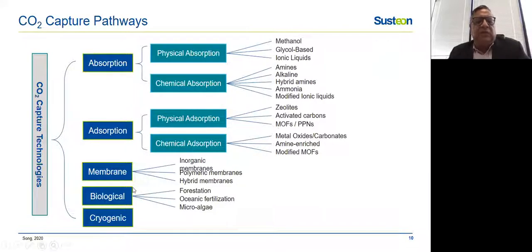Then in some cases we can use membranes, but membranes are challenging for flue gas, but there are opportunities, and I'll briefly touch upon that. Then there are biological pathways: forestation, oceanic fertilization, microalgae, which I will not discuss, but they are being researched. And then there are options for condensing CO2 using cryogenic pathways, and there are some technologies being developed.